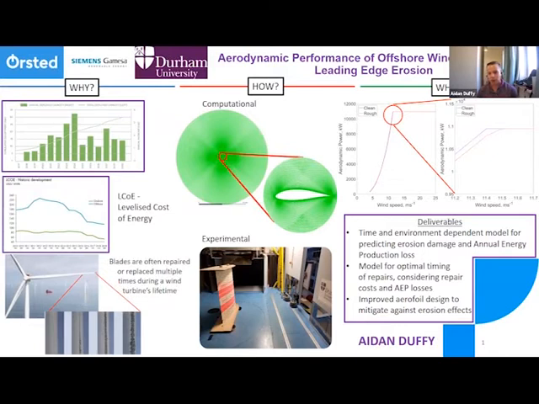First, there's a reduction in aerodynamic efficiency, which reduces the power output, and also blades need to be repaired and replaced, which means there's downtime of the turbines. So my research is looking at two methods.